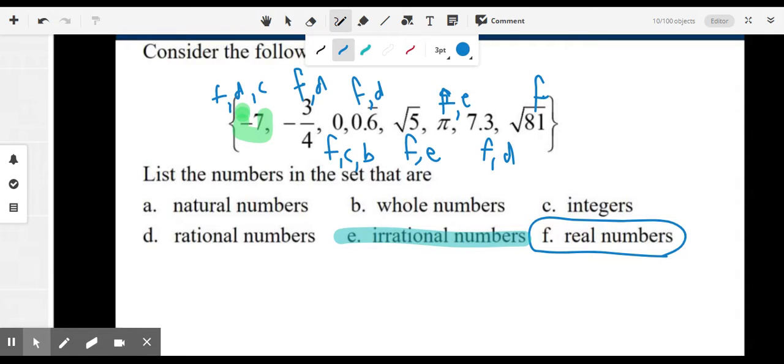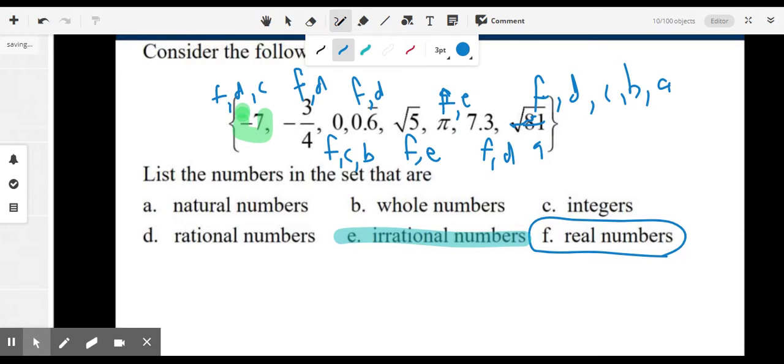And then the last one, they're trying to trick you. The square root of 81, it is rational because the square root of 81 is 9. It is a perfect square. So we're actually looking at not the square root of 81, but just the number 9, which is a rational number because it can be written as a fraction. It's an integer because it doesn't have any decimal or fraction part. It's a whole number. And it is a natural number too.